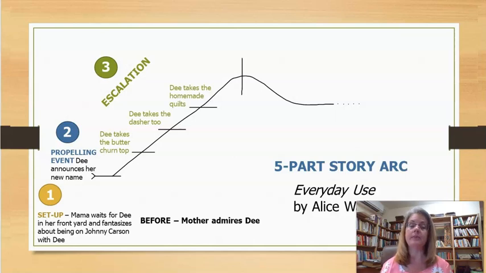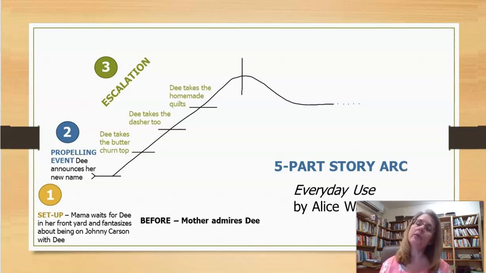You have the setup. Nothing's really happening there because we're waiting for the action. The propelling event is number 2 in our series of events here, and that's where Dee charges in and she announces, my name is Wangaro. Okay, that's number 1. The escalation continues. All the events in green are where you see the escalation continue. Dee takes the butter churn top, she takes the dasher too, then she takes the homemade quilts. And that's really important because we see the advance of action here and we see what's happening to Mama behind the scenes, internally, what's going on.